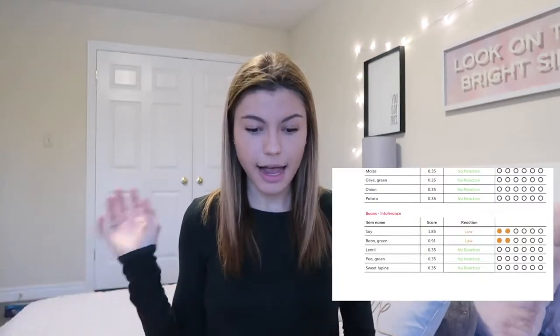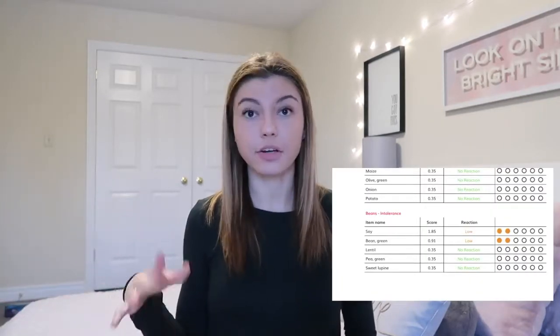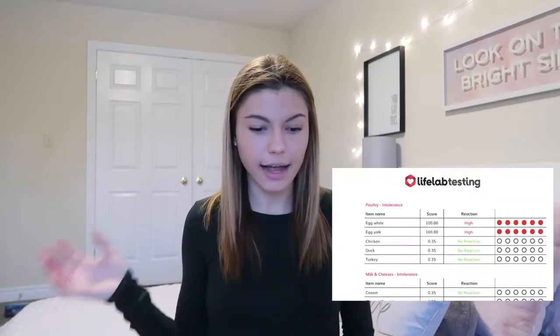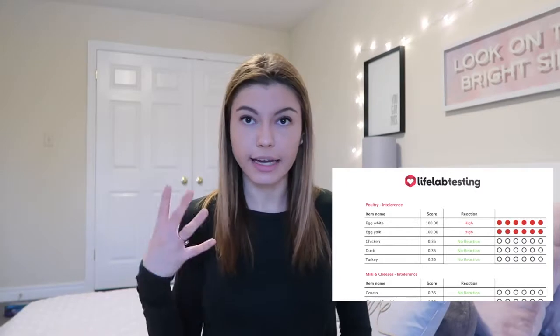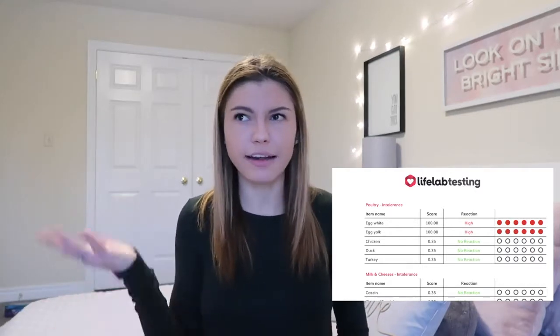For beans, I am low intolerant to soy and then green beans, and then I'm not intolerant to any of the other beans. Now for poultry, it says I am highly intolerant to egg white and egg yolk, but I do have eggs a lot, and I've never paid attention if I've had any symptoms after them. It's showing here that I have a high intolerance to them, and now I don't really remember having a super adverse reaction to them, maybe because intolerances take a lot longer for you to feel, and that's why I've never kind of put 2 and 2 together.